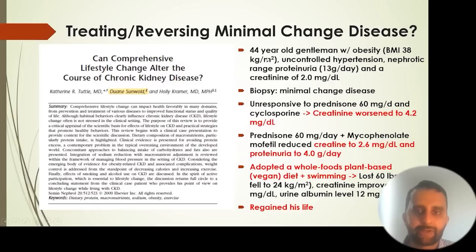He had severe kidney disease, tons of protein in his urine. He also had a creatinine of 2. His eGFR was low, and he was biopsied. And he did not have diabetes or high blood pressure. He had an autoimmune disease called minimal change disease. And despite being immunosuppressed with steroids and other chemotherapeutic agents, his disease progressed, and ultimately he switched to a whole food plant-based diet, included some swimming. He lost 60 pounds. His kidney function improved almost immediately, and he regained his life.